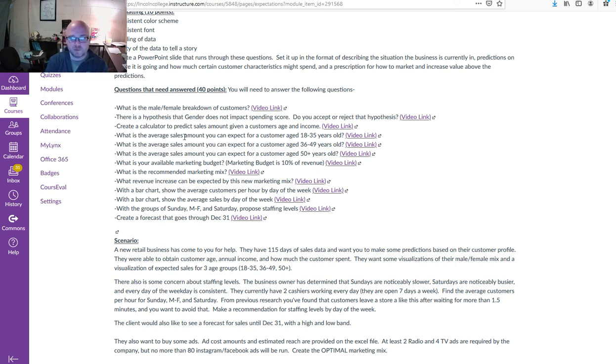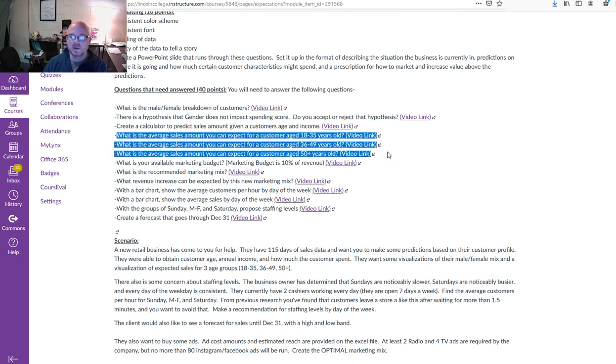Next is the average sales amount that we can expect from a customer who's 18 to 35, who's 36 to 49, and who's 50 plus. This calculator is not going to be in your PowerPoint. It's going to be in the Excel file, but you're going to use it to generate these points that you would put on a PowerPoint slide. You could put one slide that has all three, or do three slides, one for each.